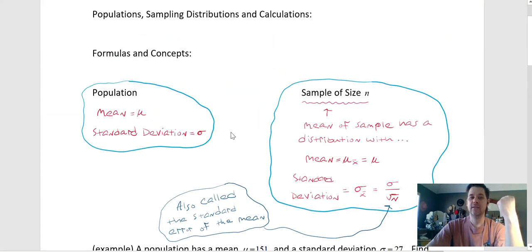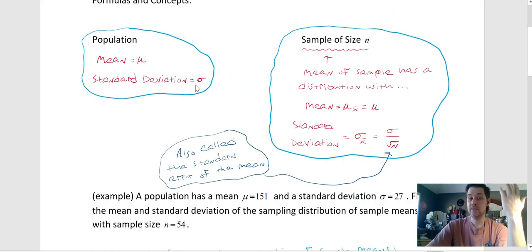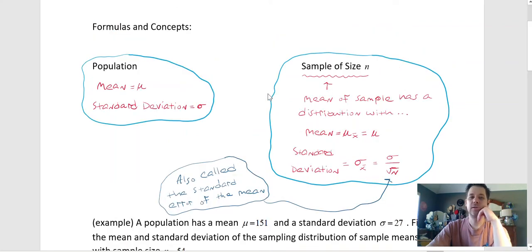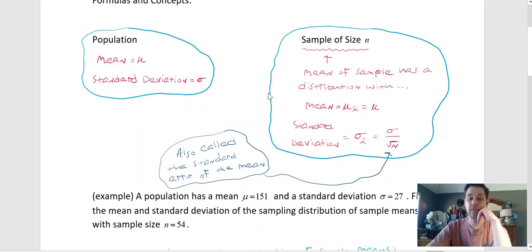So the population has a mean and a standard deviation. You take a sample of size n, you find the average of those numbers, and then that number has a mean and a standard deviation. Those are all the layers. I know I can just tell you how to do the math, but I guess that's not as fulfilling for me, and I don't think it's as good for you.